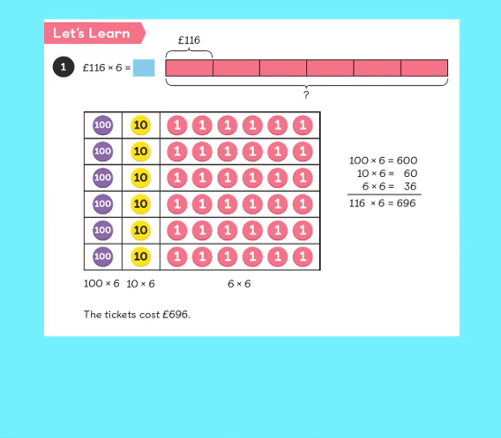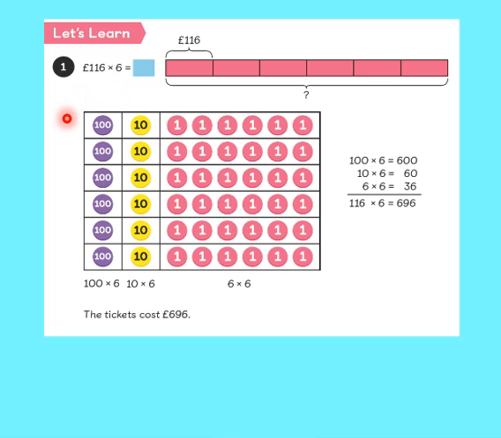So here's the first method that we could use to work this out. We can see we've got a bar model here. And we could say that this block represents the ticket and it's worth £116. And you can see there are 6 of them. So the problem we need to work out is 116 times 6.